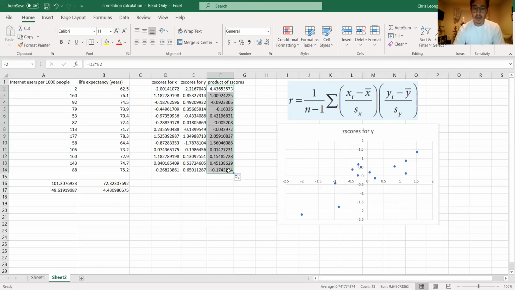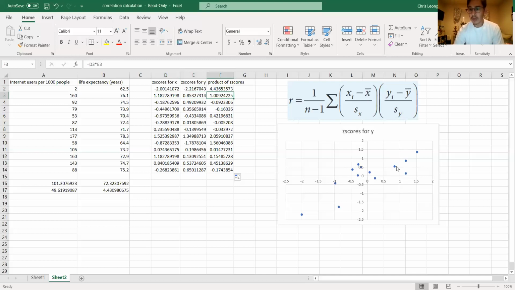Okay. So what happens here? Well, if the z-score for x and y are both negative, meaning that the data point falls over here in quadrant number 3, then the product will become positive. Likewise, if the z-score for both x and y are positive, meaning the data point falls over here in quadrant 1, then the product will also be positive.